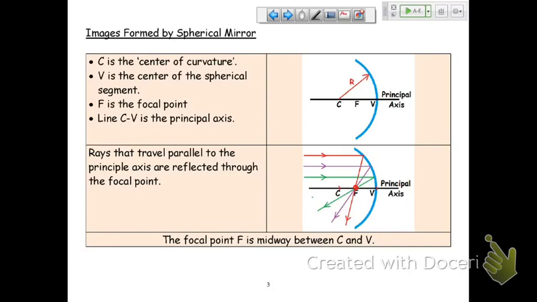Okay. That's a useful point of reference. It's halfway between the center of curvature and the mirror, basically, along the principal axis. We say C is the center of curvature, V is the center of the spherical segment, F is the focal point. I will talk about F as the focal point and F as the focal length. It's just contextual. You just got to figure out which one we're talking about. Focal length being that distance. And the CV line is the principal axis. It goes on forever, basically. Rays travelling parallel to the principal axis are reflected through the focal point.